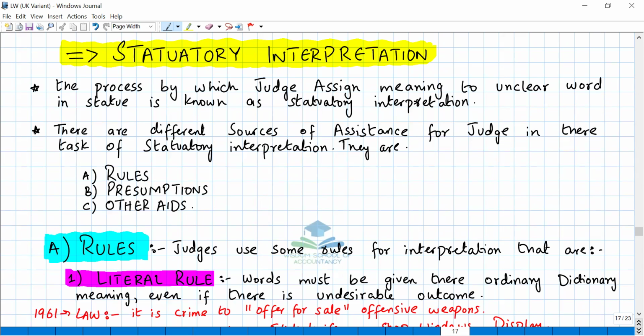Now, the law is created by the parliament, right? And the implementation and decision is made by whom? The judge. Now the problem is that sometimes it is difficult for the judge to interpret the law. Why? Because there are some unclear, ambiguous words that a judge cannot understand. So the judge needs some type of assistance in understanding those things. This is known as statutory interpretation.